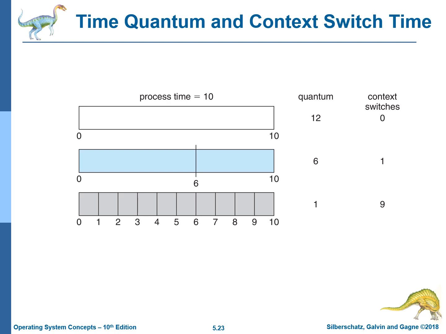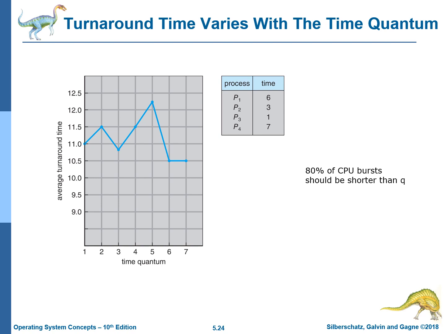Time quantum and context switch time. Turnaround time varies with the time quantum. 80% of CPU bursts should be shorter than Q.